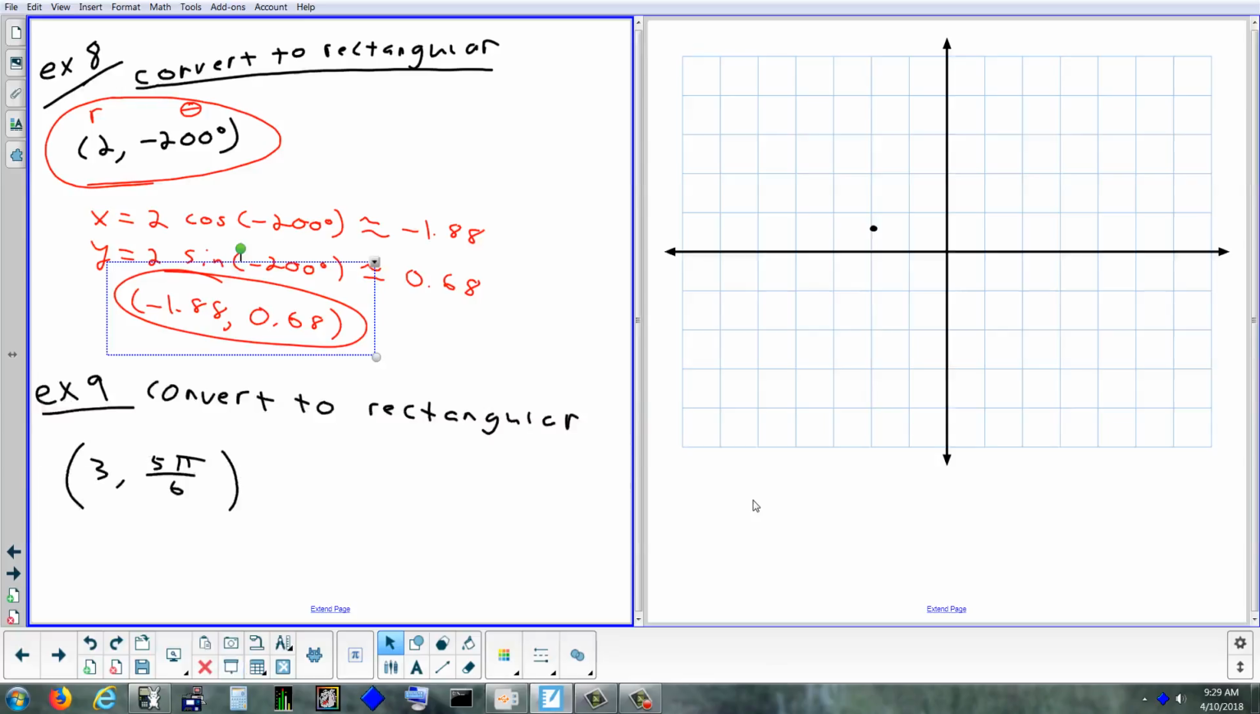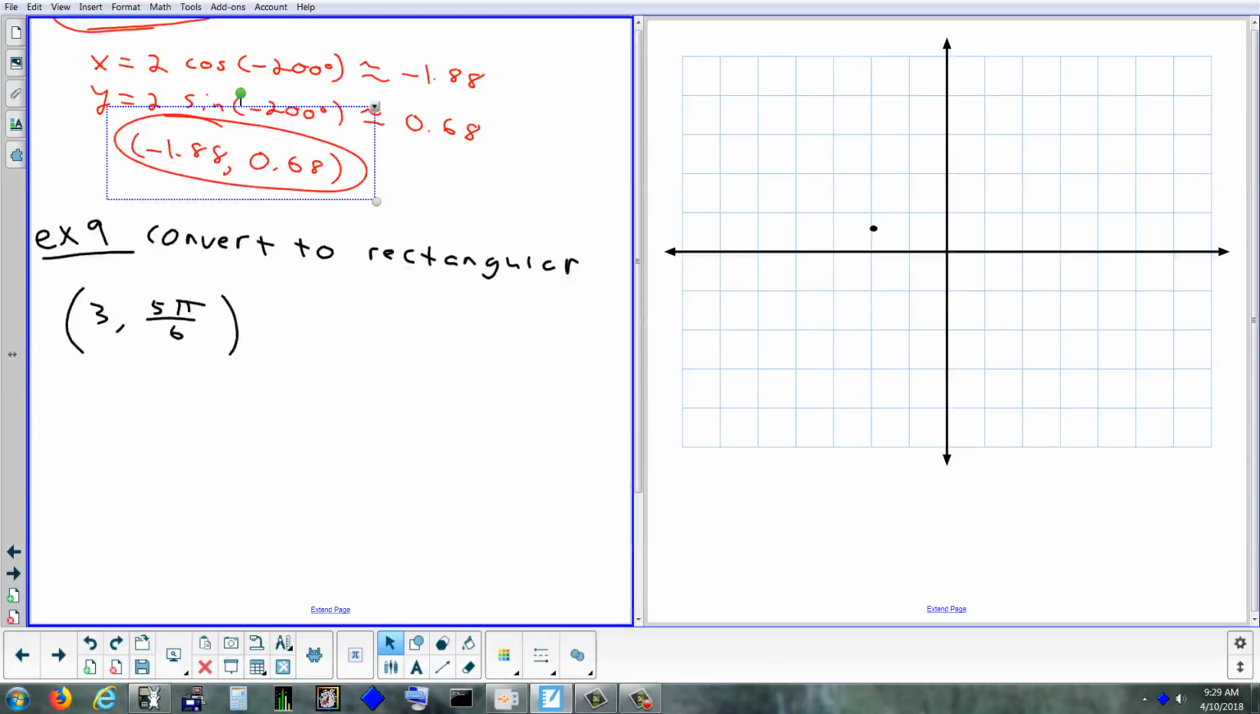Let's do this one. So 3 comma 5 pi over 6. Okay, so this one I just want to practice because it's a multiple of 30. So one of the answers is going to come out nice. One of them is going to come out as a decimal, but we're probably going to be able to write it with a square root of 3 or a square root of 2 over 2 or something like that. So I want to make sure we remember those numbers when they come up.